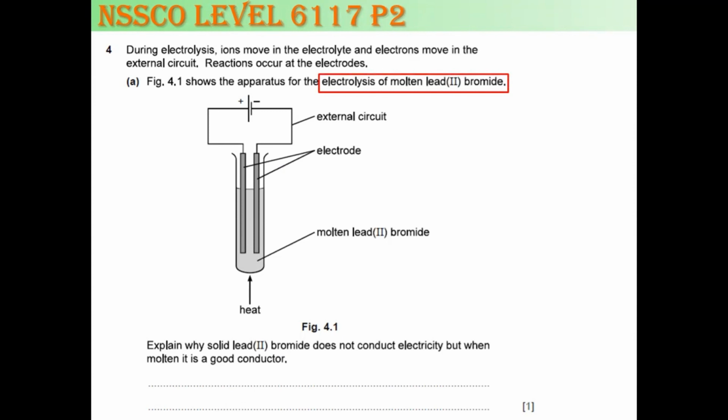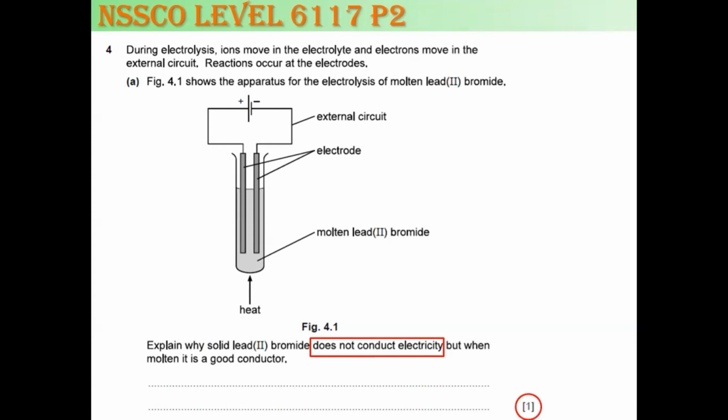The same thing is happening: electrolysis of molten lead bromide, which is the topic phrase that tells us what the topic is about. Our first question here requires us to explain. Remember, explain is asking you to give a reason why solid lead bromide does not conduct electricity when molten is a good conductor.